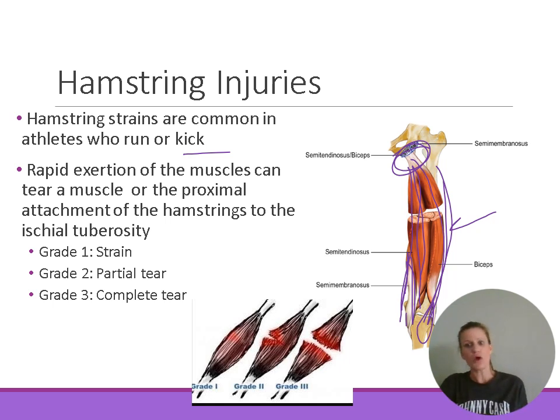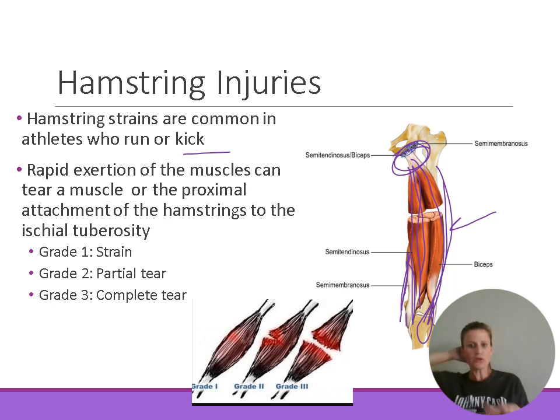In general, we always recommend rest, ice, compression, and elevation. We recommend NSAIDs, non-steroidal anti-inflammatories, for the pain and inflammation. Grade 1 generally will heal in a few days if patients just rest and treat it with RICE. Grade 2 and 3 take a longer period of rest in order to heal.